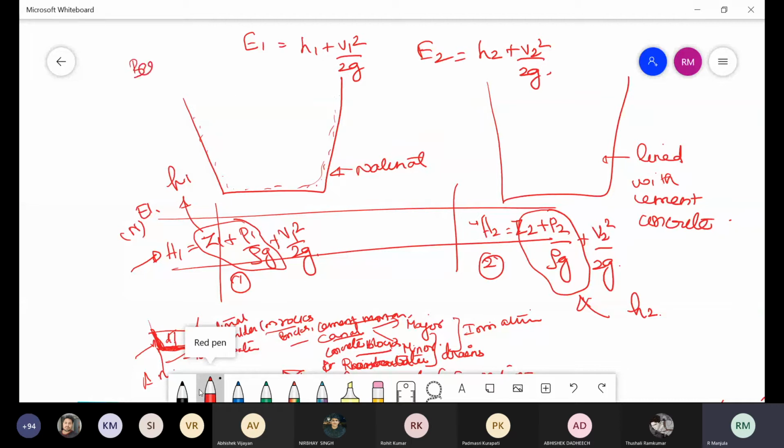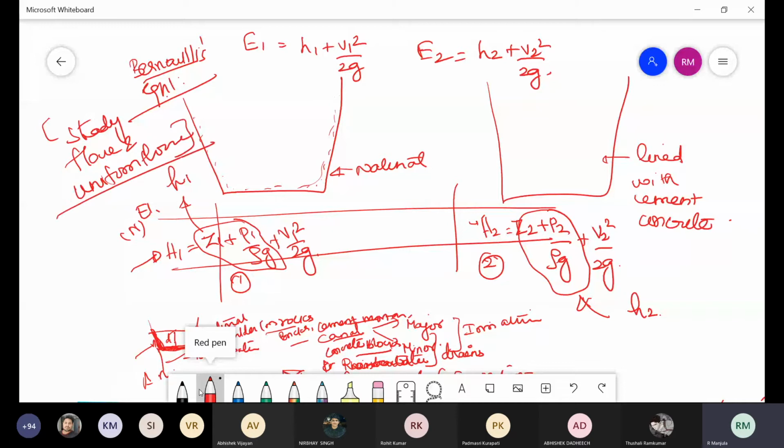This is according to the energy equation, Bernoulli's equation, for steady uniform flow. This is possible only for steady flow. That is why we are now concentrating only on steady and uniform flow in a channel section. So under this condition, if Bernoulli's equation is applicable, then sections 1 and 2 will have the total energy E1 and E2.